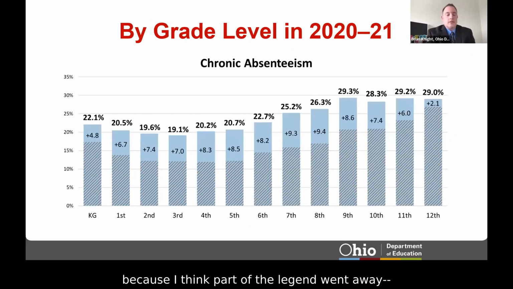Brian, can I just make a comment? Because I think part of the legend went away in the formatting. So the crosshatch here, that's the 18-19 data, right? And then the other data is the 2021 data. I just wanted to make sure people understood that.